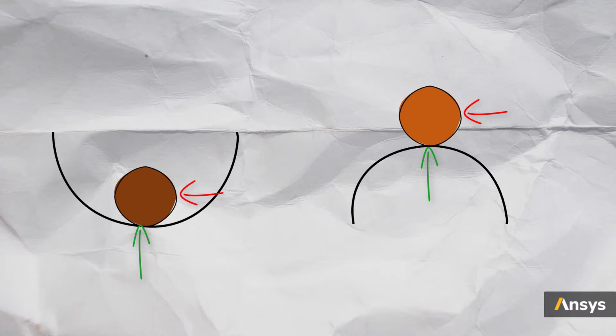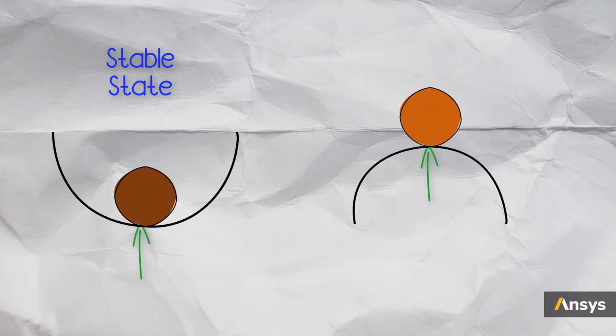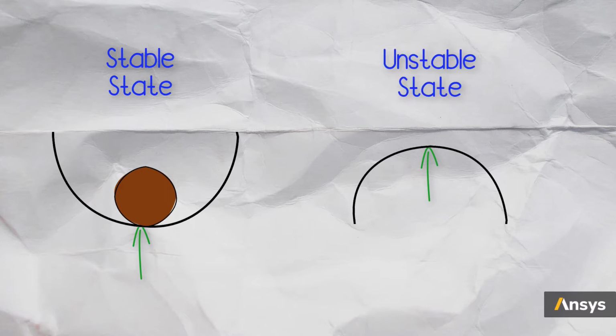In the first case, if we give the cylinder a small nudge, it will oscillate about its original position for some time and eventually come back to rest in its original position. So, this is a stable state. In the second case, if we give the cylinder a small nudge, it will roll over the surface and fall and never return to its original state. So this is an unstable state.